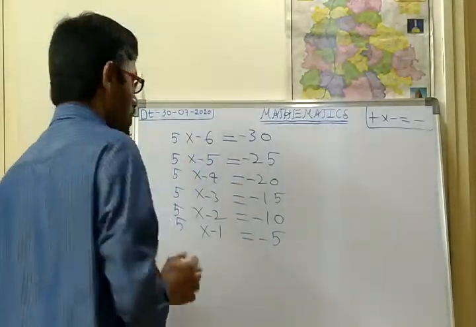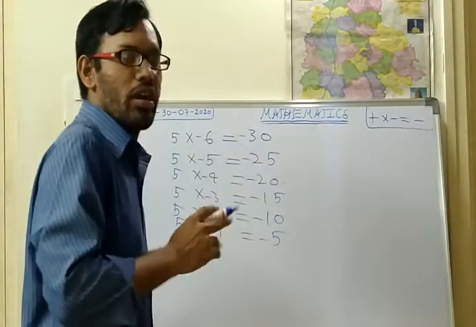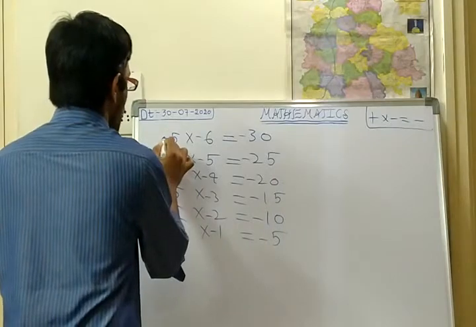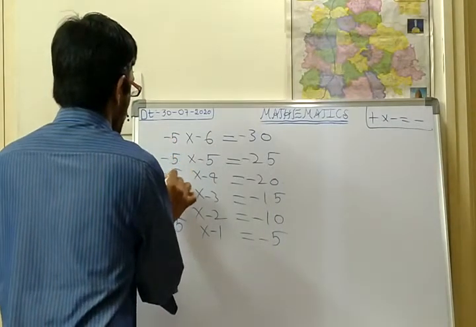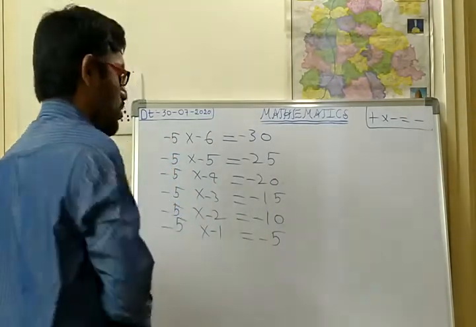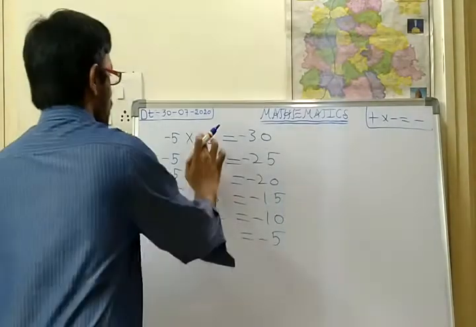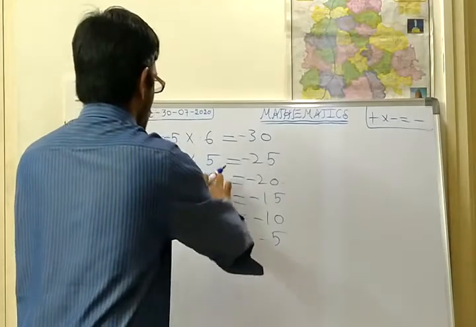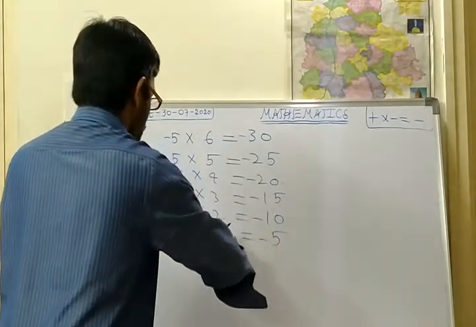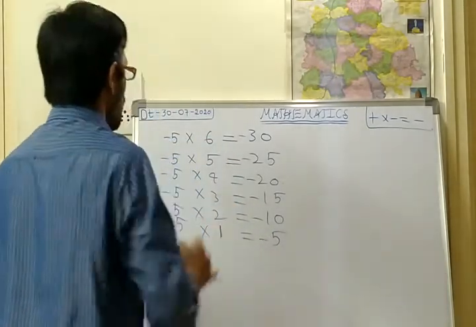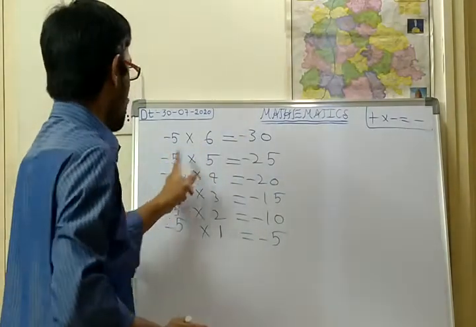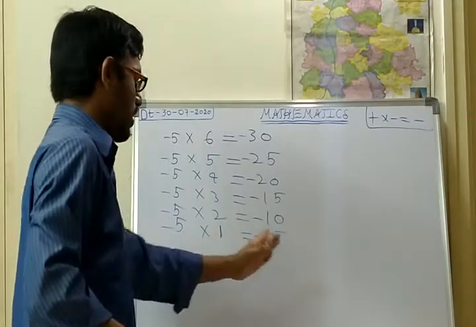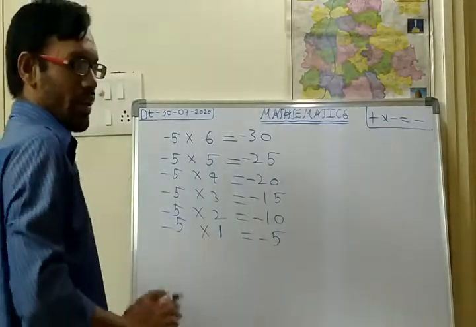Here, suppose we want to take two negative numbers like this. Here minus 5, all are minus only. Here I am closing all these things. So minus 5 into 6 is minus 30. Minus 5 into 5 is minus 25. Minus 5 into 4 is minus 20. Minus 5 into 1 is minus 5. So up to here we have seen.